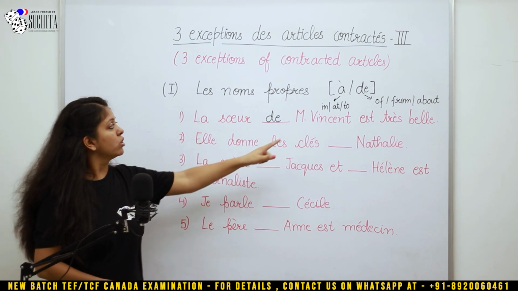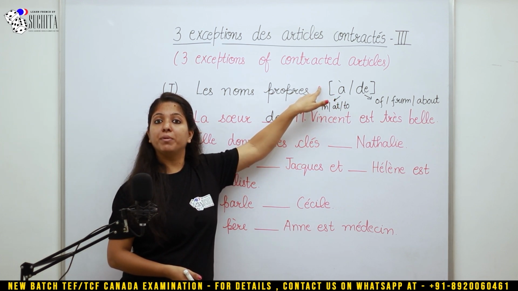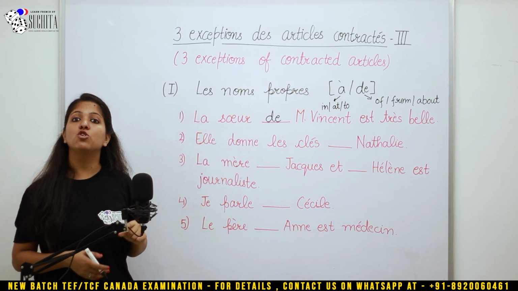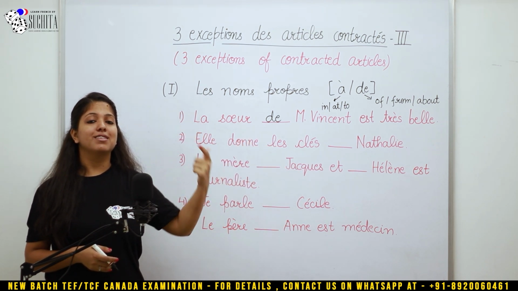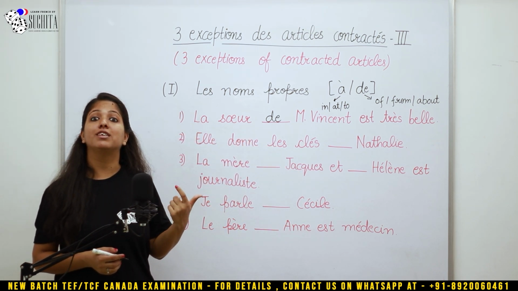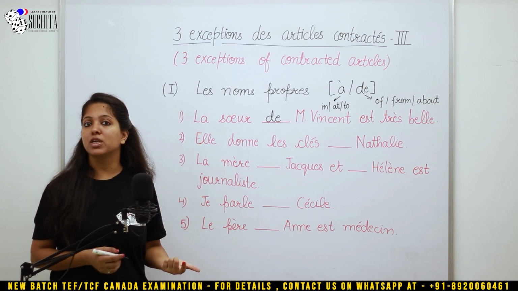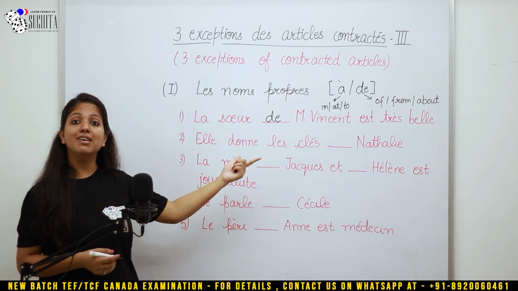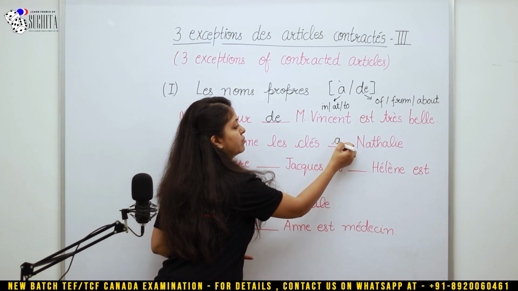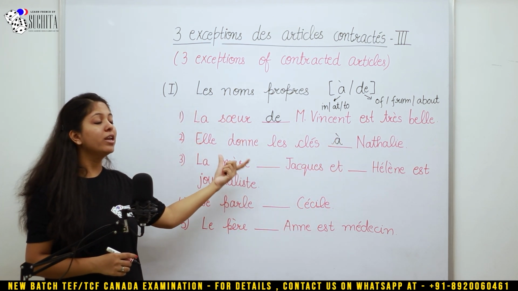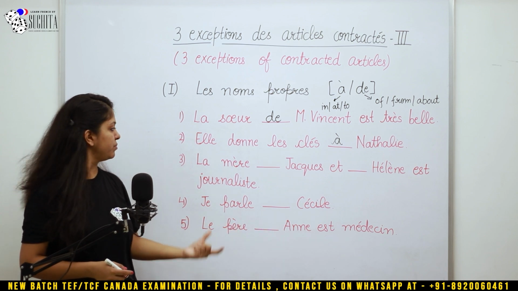To. Now, the meaning is "to", so of course it would be à. What I mean to say is you will not say "she gives the keys to the Nathalie." No, because Nathalie is a proper noun. You will not use the definite article before it. So it becomes "she gives the keys to Nathalie" and it would simply be à. Elle donne les clés à Nathalie.